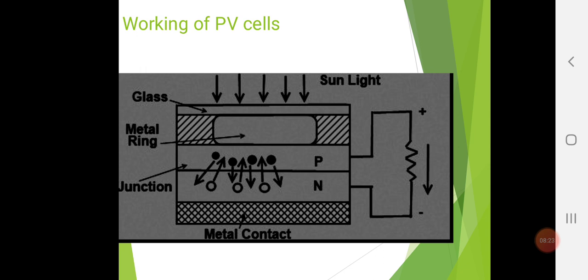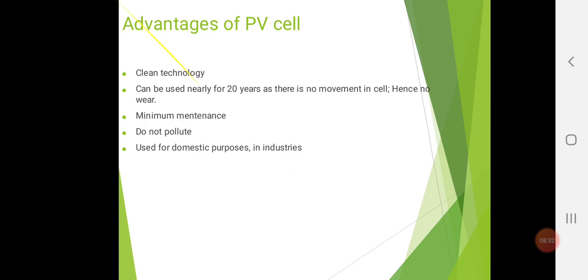Again, I will tell you, no need to go in deep, guys. Just focus on the main points for your MCQs.